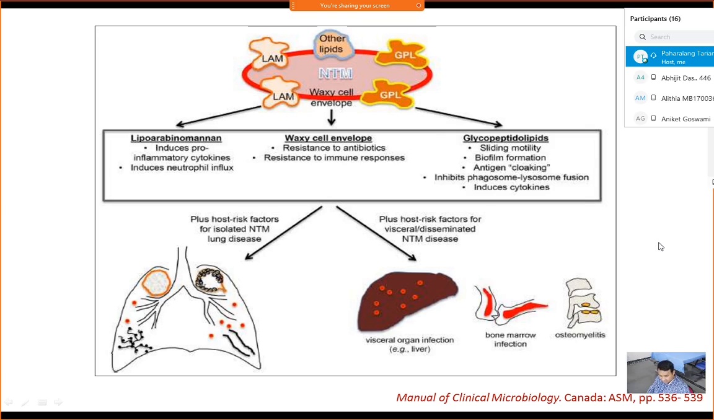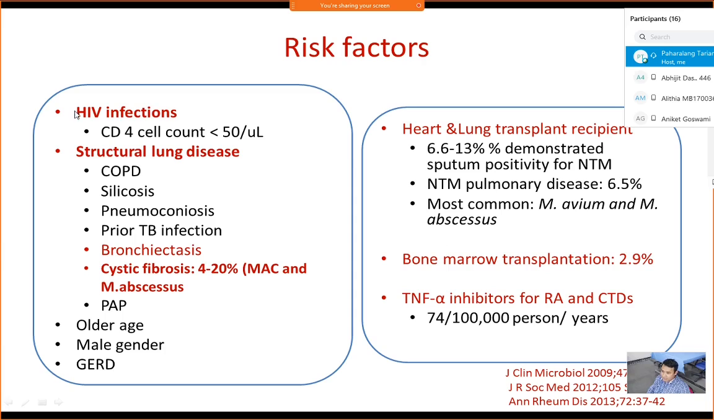So what are the host factors which are important to know? HIV infection is important, especially when the CD4 count is less than 50. They are at a high risk of developing NTM infections. Others include structural lung disease. Any damage to the lung parenchyma resulting in a change in the structure and architecture of the lung, such as COPD, silicosis, pneumoconiosis, prior history of TB, bronchiectasis, cystic fibrosis. These are important causes.